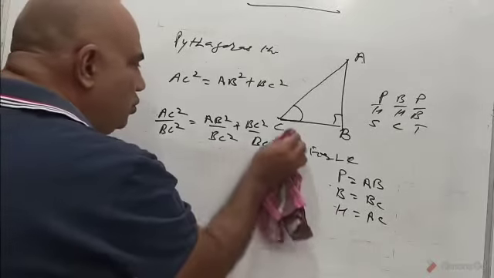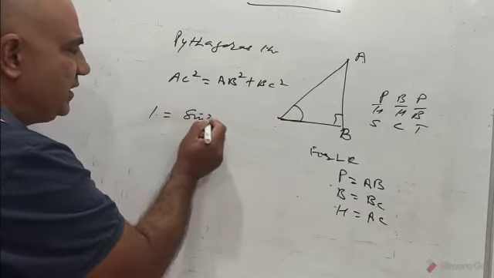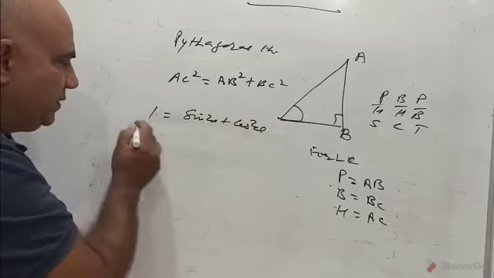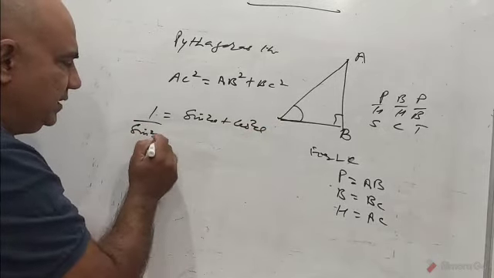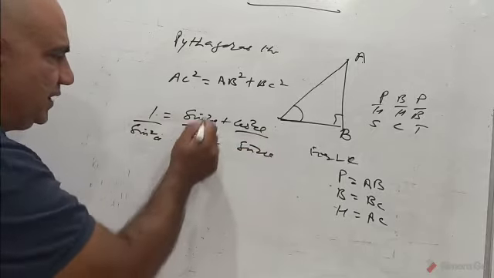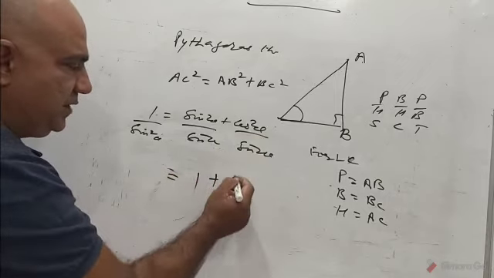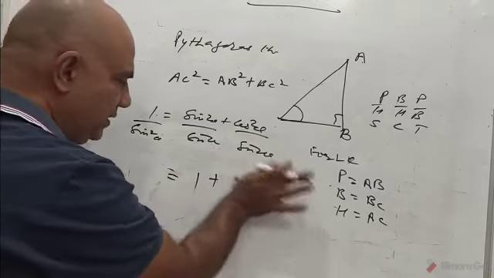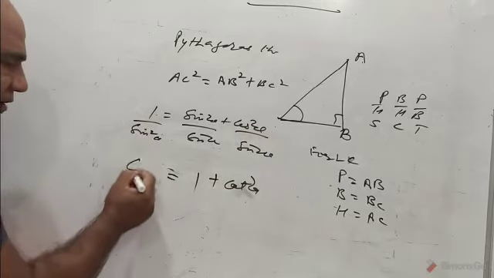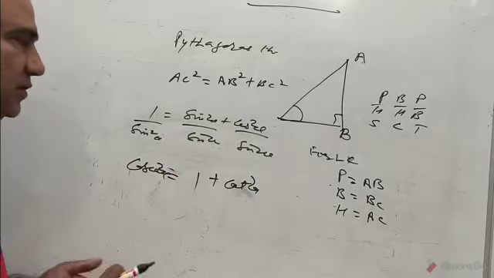Also, once you have 1 is equal to sine square theta plus cos square theta, there is an alternative method. Divide the whole equation by sine square theta. Sine square theta upon sine square theta is 1, and cos square upon sine square is cot square theta. And inverse of sine square is cosec square theta. So this is an alternate way of finding cosec square is equal to 1 plus cot square.